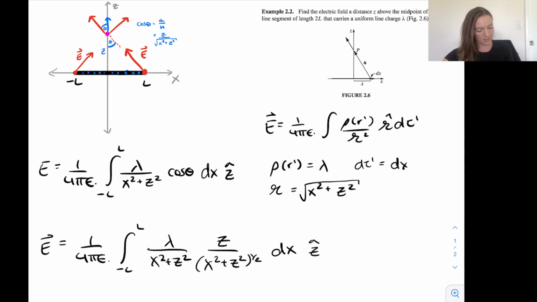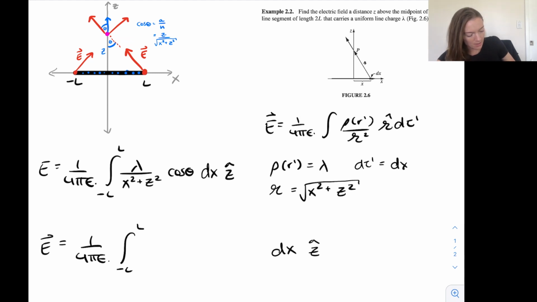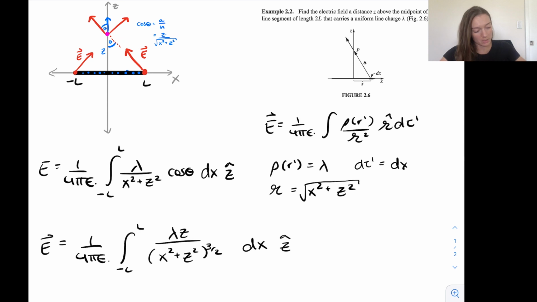Okay, so now let's condense this a little bit. So I can obviously write this all as one fraction. I have x squared plus z squared to the power of 1, times x squared plus z squared to the power of 1/2. So I can just rewrite that as lambda times z over x squared plus z squared to the 3/2. And again, we were able to get here because we said that cosine theta was equal to z over the square root of x squared plus z squared.